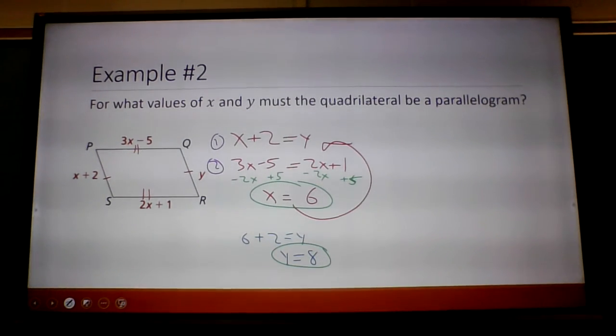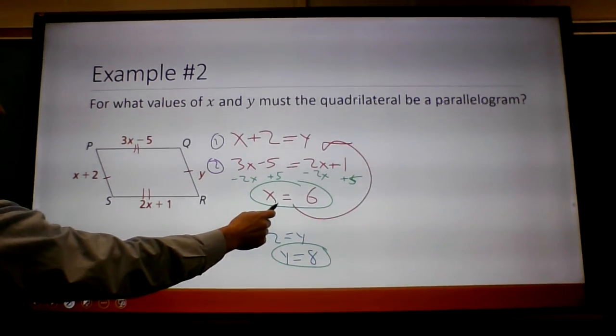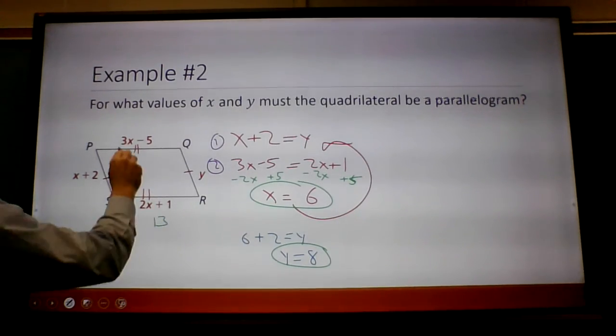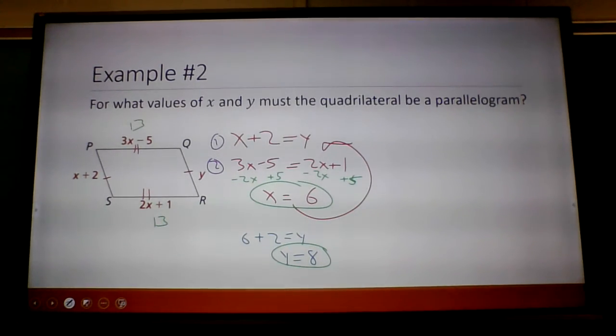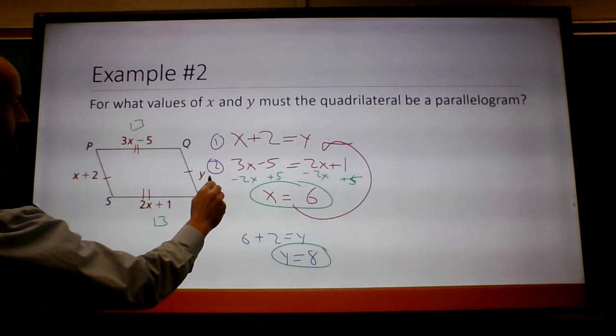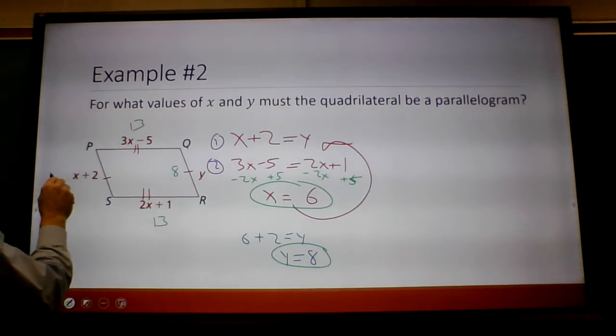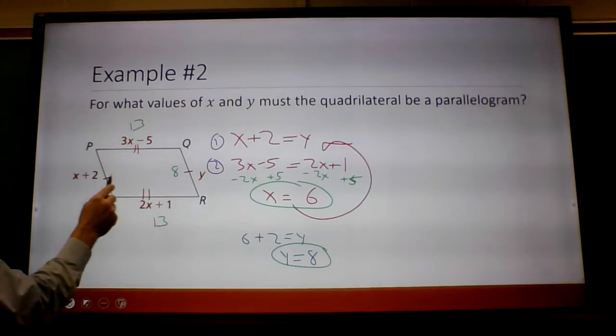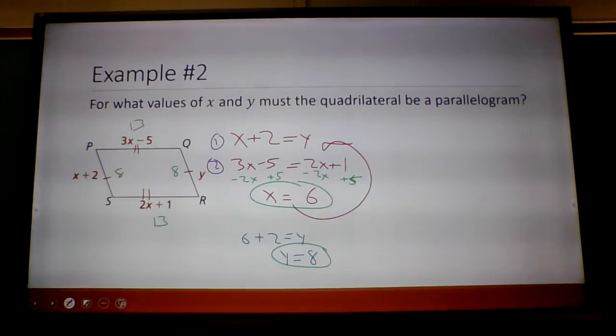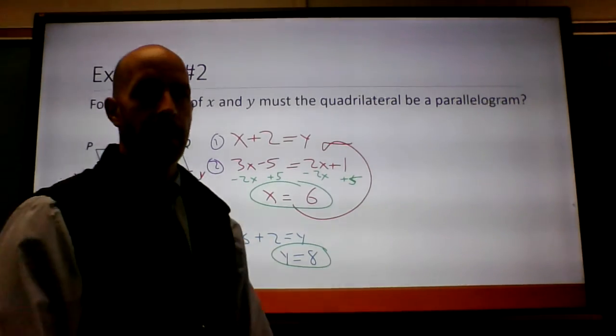And I think we saw here, if x is 6, then this side's length was 13 and this side's length was 13. And if y is 8, then this side over here is 8, and then this side over here is x plus 2, which is 6 plus 2. Well, this side's also 8. So this is indeed a parallelogram.